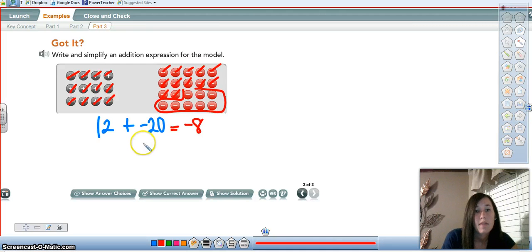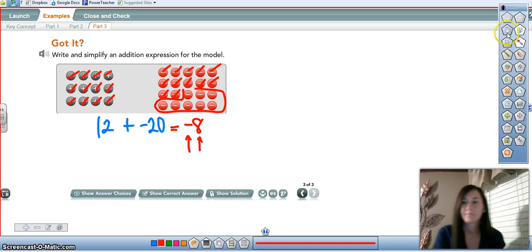Okay. We think about the positive team, negative team idea. We have 12 for the positive team, 20 for the negative team. The negative team wins by 8 points. So you get your answer of negative 8. All right, that's it for this lesson. Next, we'll be looking at adding all kinds of positive and negative numbers, even fractions and decimals.